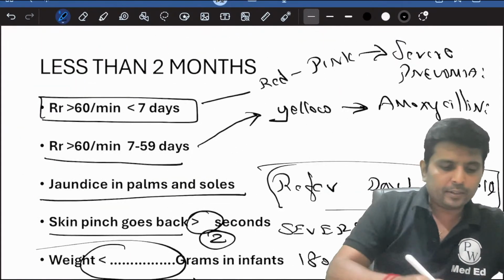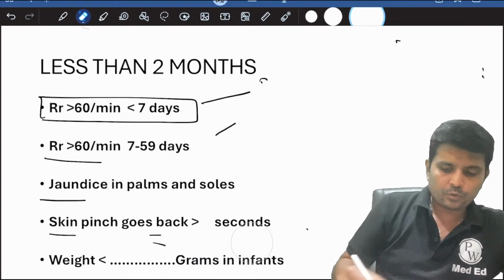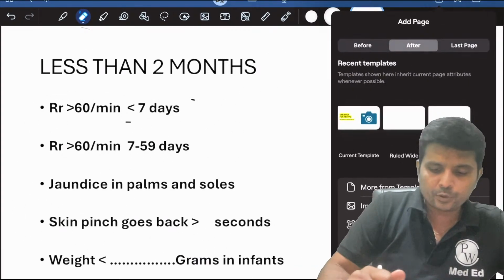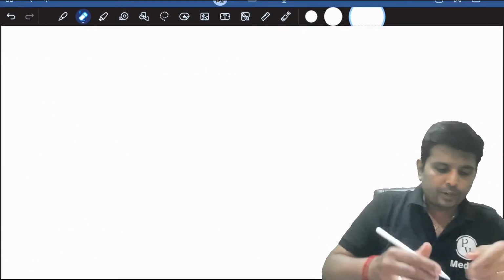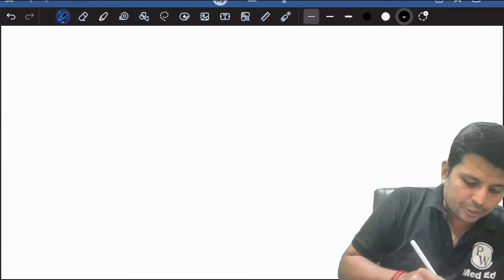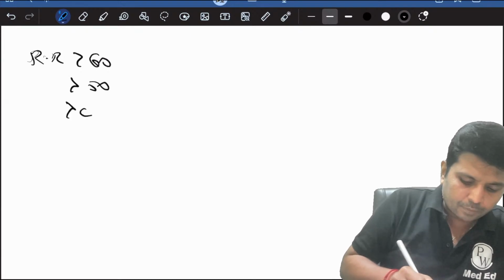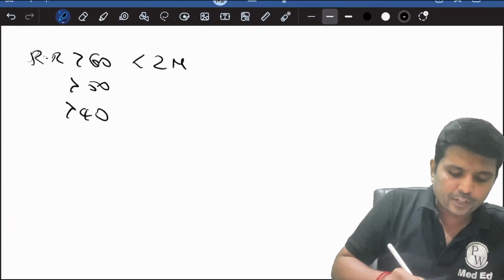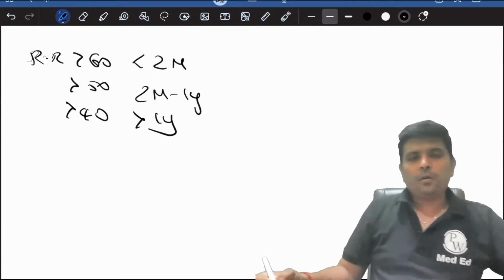Okay, pallor over. Then comes pneumonia. Very, very simple. So remember, with respect to pneumonia, the respiratory rate: more than 60 per minute in less than 2 months of age, more than 50 per minute from 2 months to 1 year, and more than 40 per minute in more than 1 year.